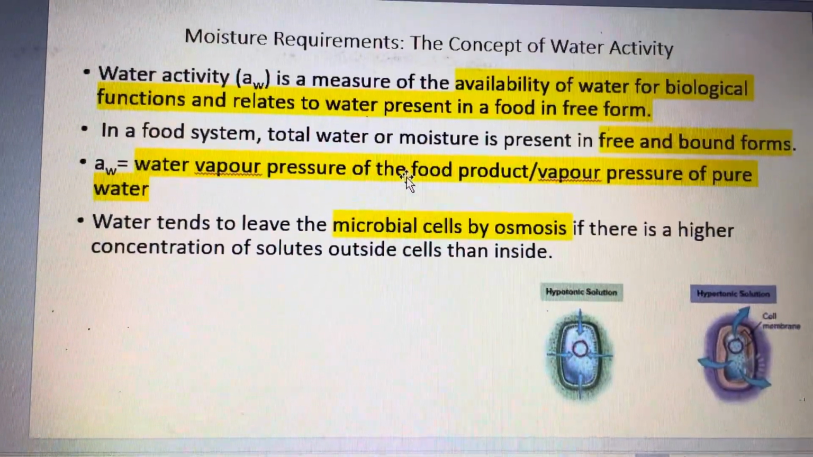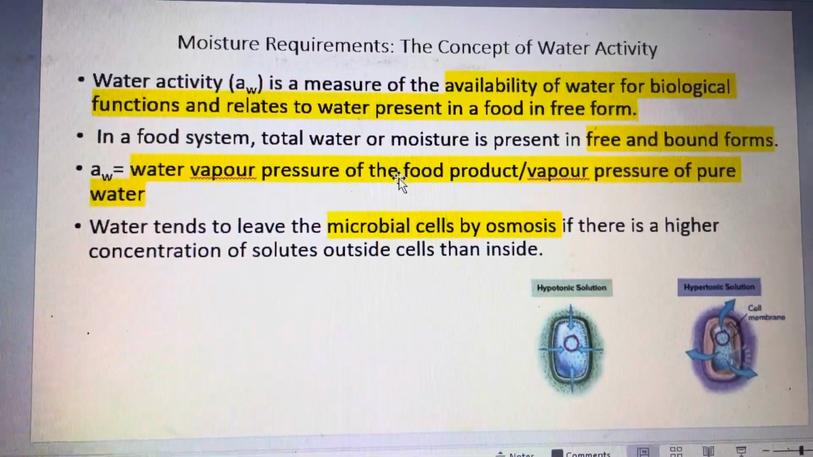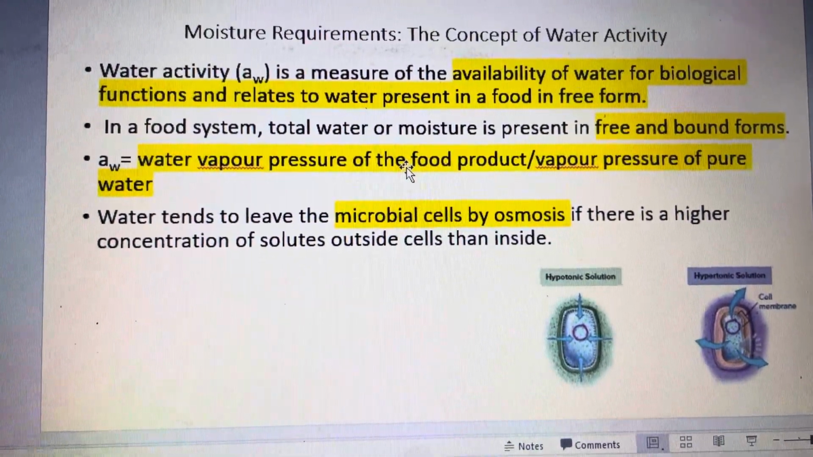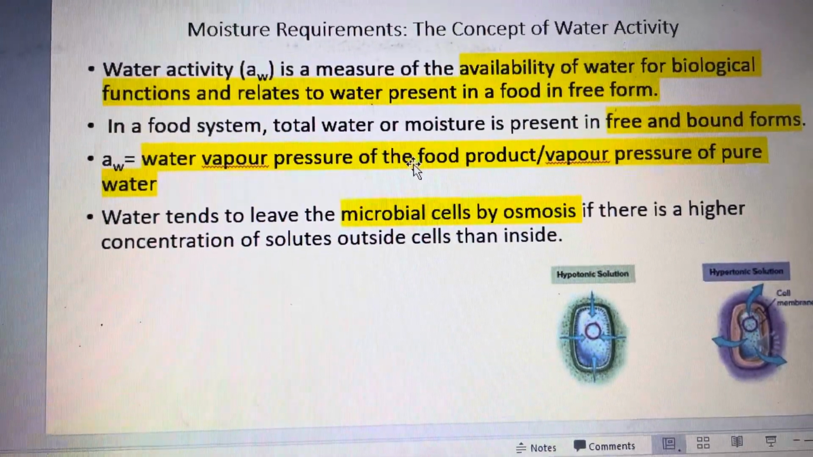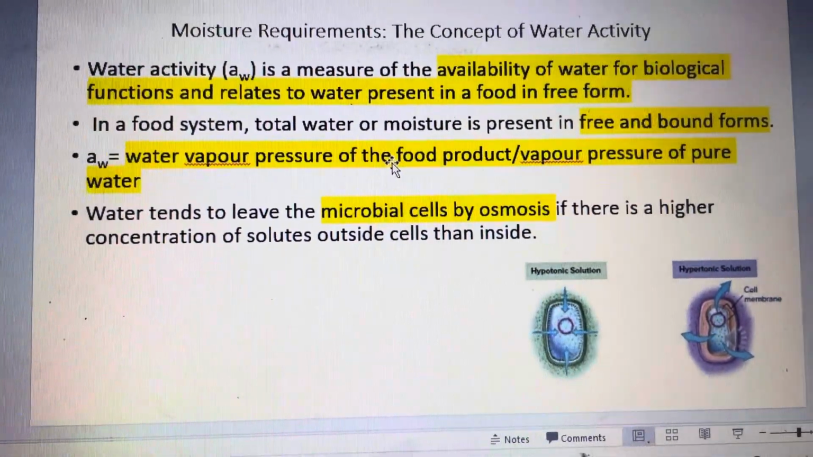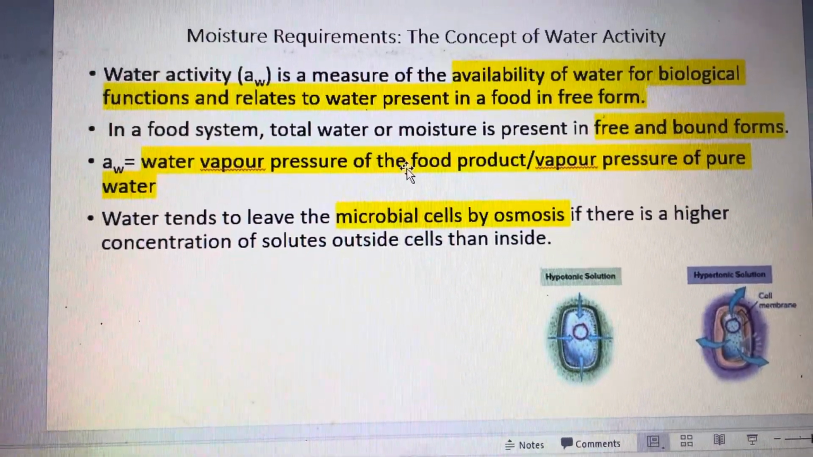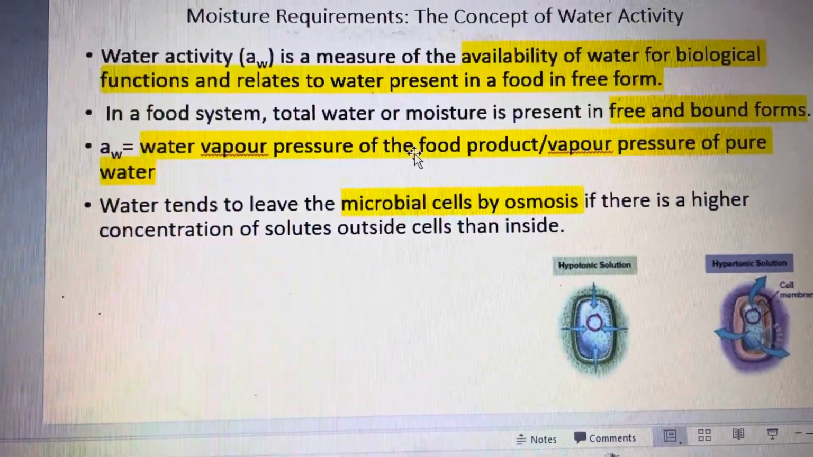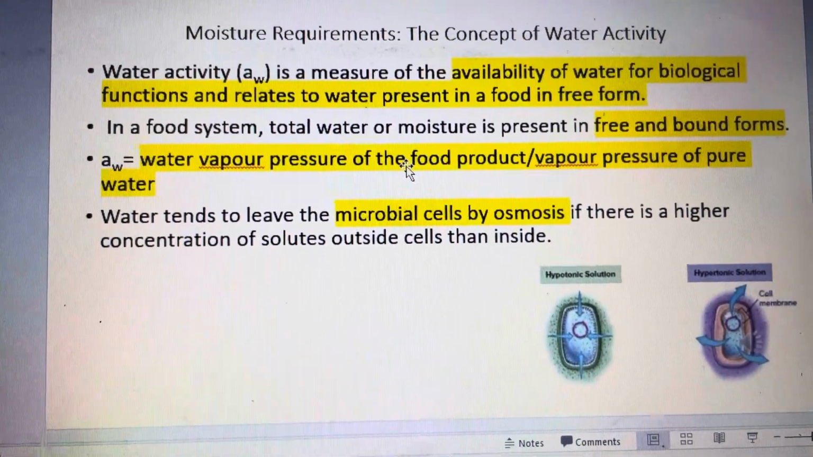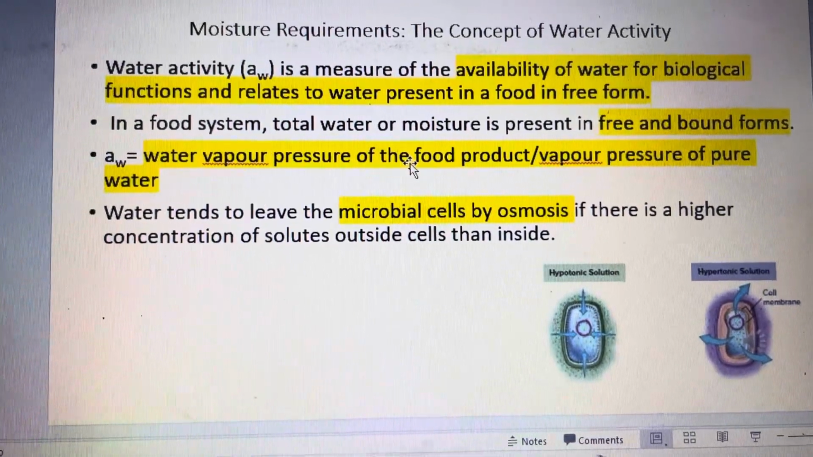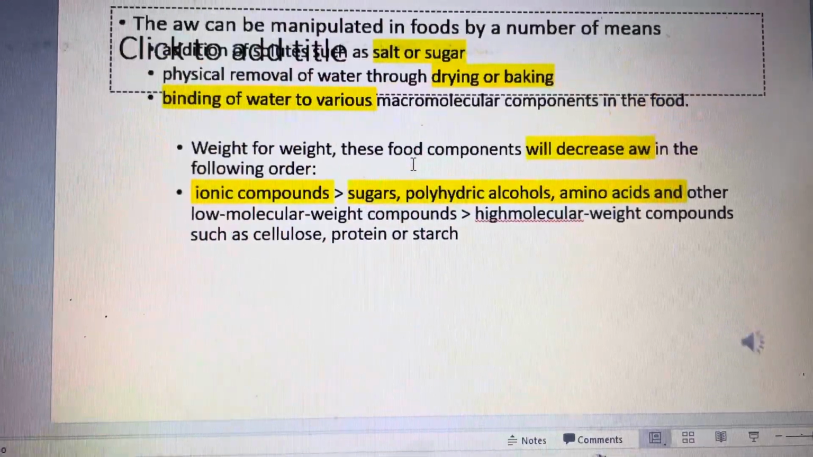The second most important intrinsic factor is aw, which means water activity. Water activity is a measure of the availability of water for biological functions and relates to water present in a food in free form. Another definition: the ratio between the water vapor pressure of the food product and the vapor pressure of pure water is called water activity.